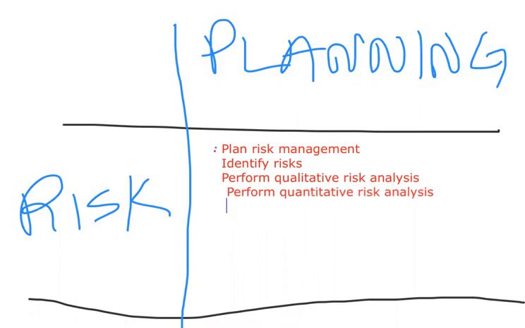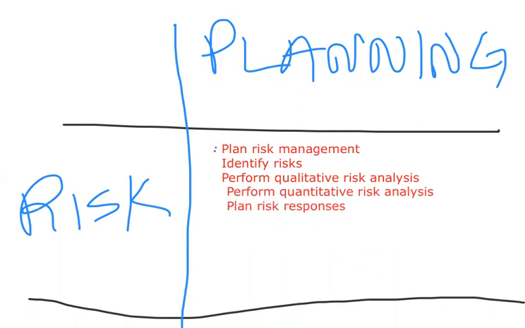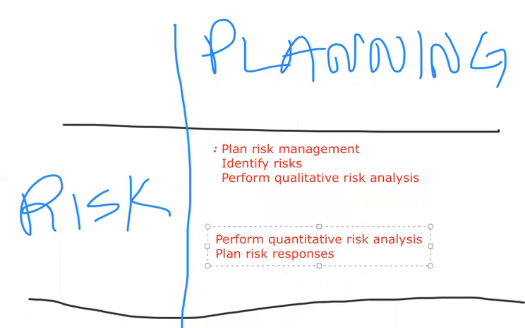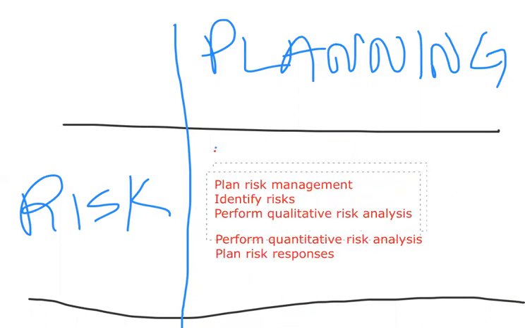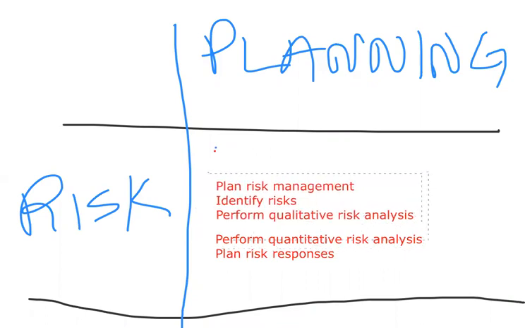And the final one here is plan risk responses. And there you have it. Your 5 processes under planning for risk.